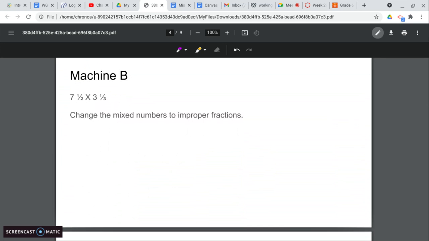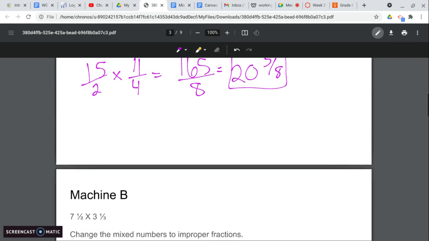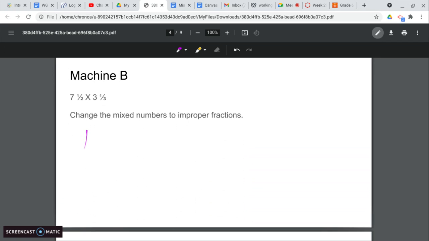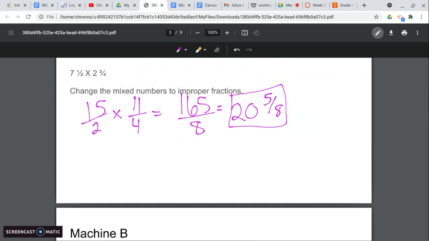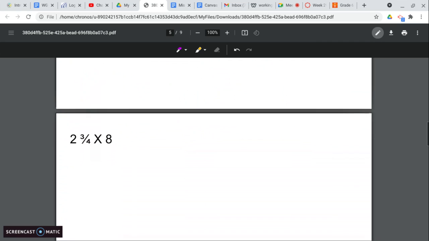Machine B, same idea. Well, we already know the 7.5 is 15 halves. So that's the nice thing about this. 15 halves times 3 times 3 is 9, plus 1 is 10, so 10 thirds, equals 15 times 10 is 150 over 6. 6 can go into 150 exactly 25 times. So machine B makes more than machine A does.